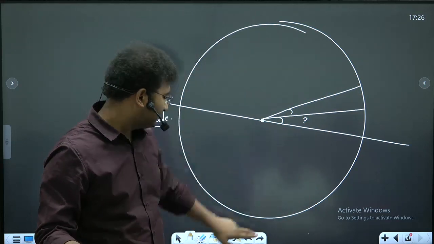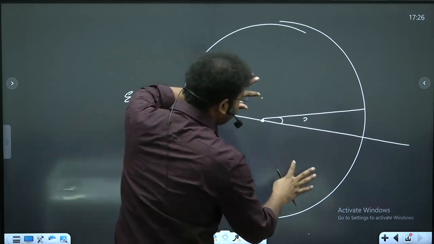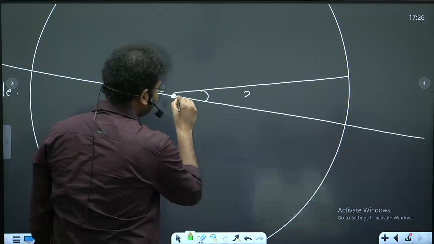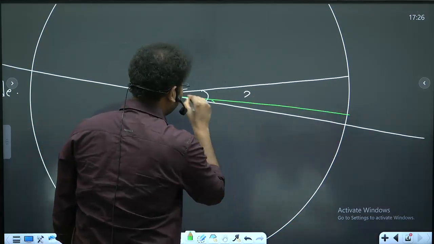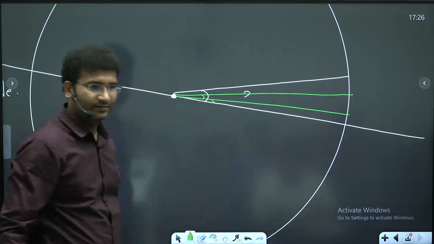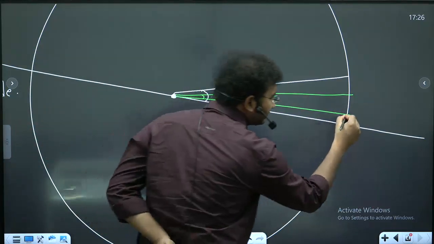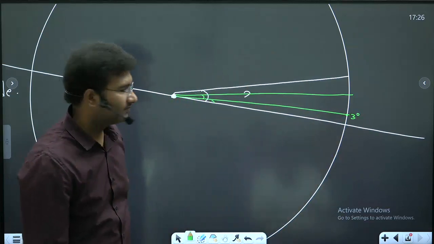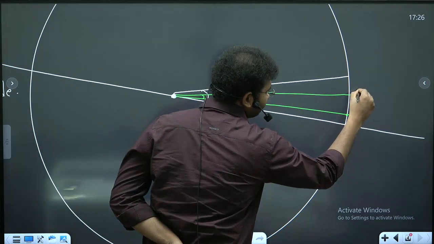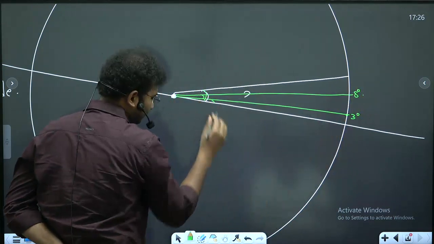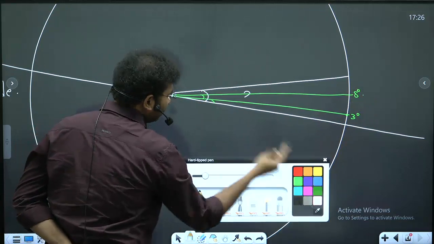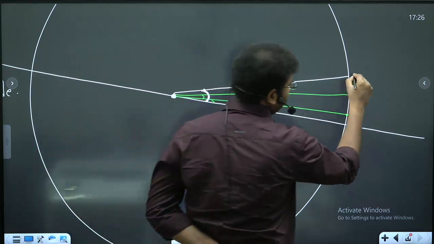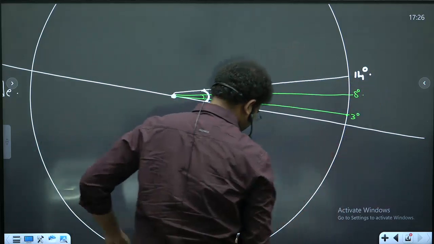To make it a little easier for you, imagine this is an angle. For example, this is 3 degrees, this is 8 degrees. This entire angle can be any random number you tell me. Right?